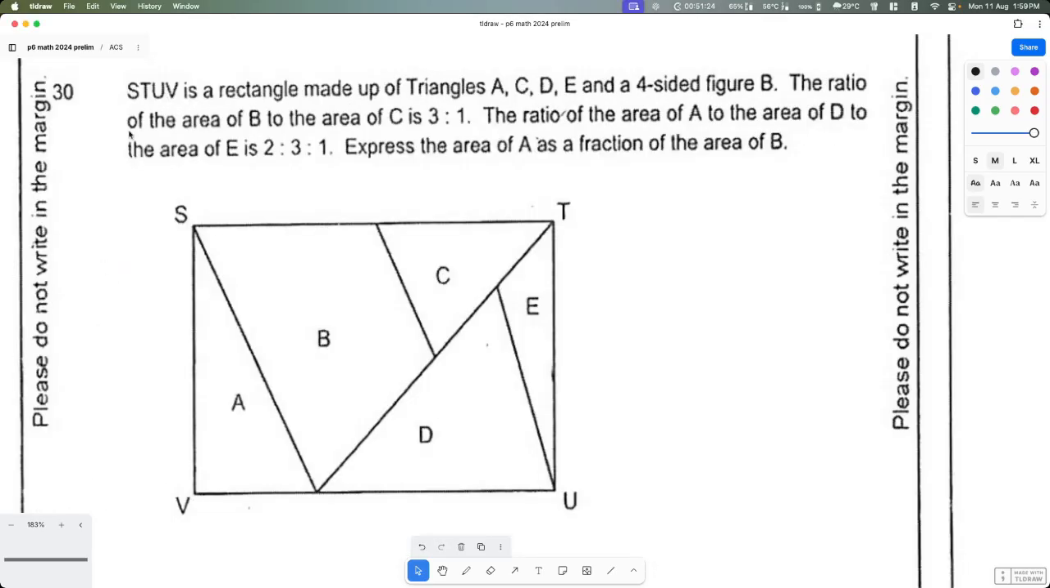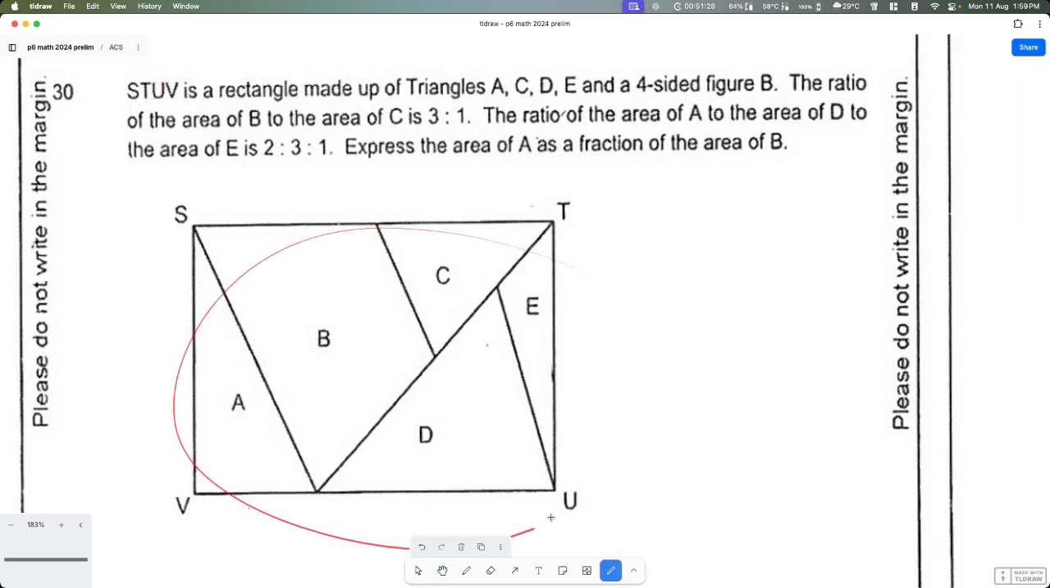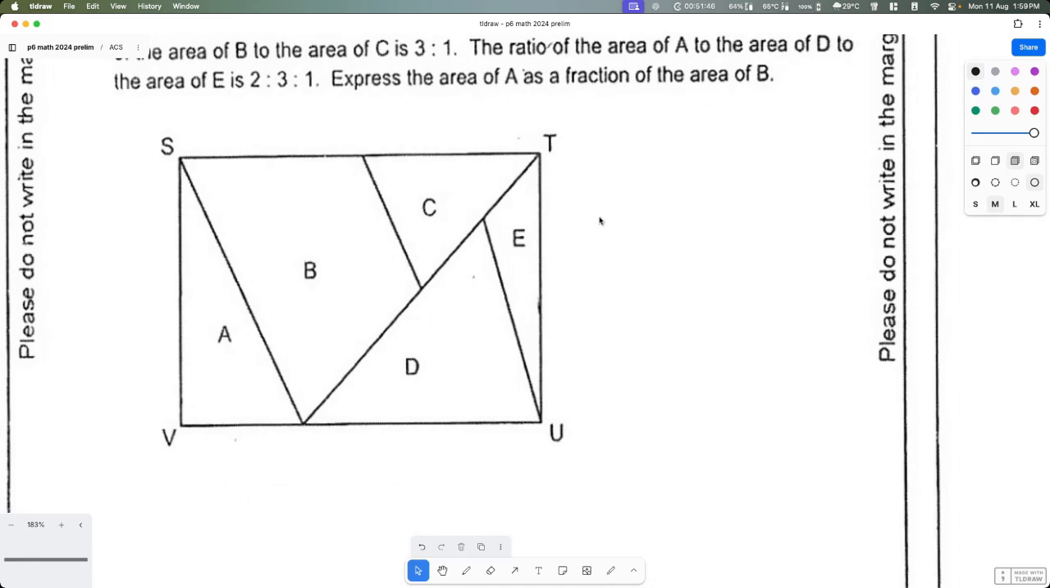Question 30. So STUV over here is a rectangle made up of triangles A, C, D, E, and a four-sided figure B. The ratio of the area B to the area C is 3 is to 1. Okay, so I'm going to write this down so it's easier to see. So B is to C is 3 is to 1.